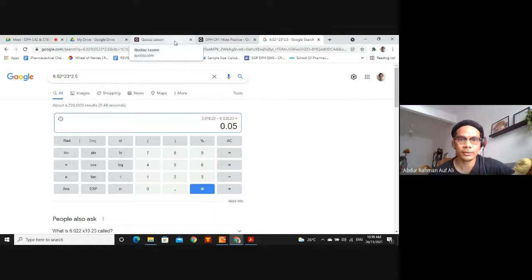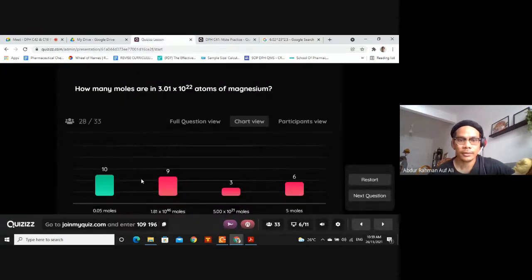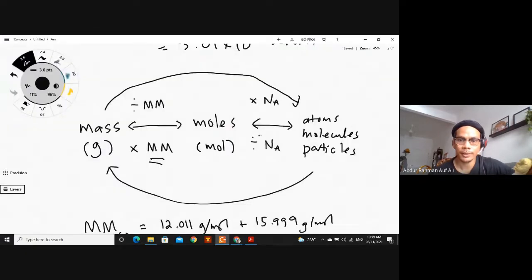3 significant figures. Okay, so make sure kamu tengok this diagram, make sure you know what to do. NA ini adalah Avogadro number. Number Avogadro. N is for number, A is for Avogadro. And Avogadro number bersamaan dengan 6.02 darab 10 kuasa 23.